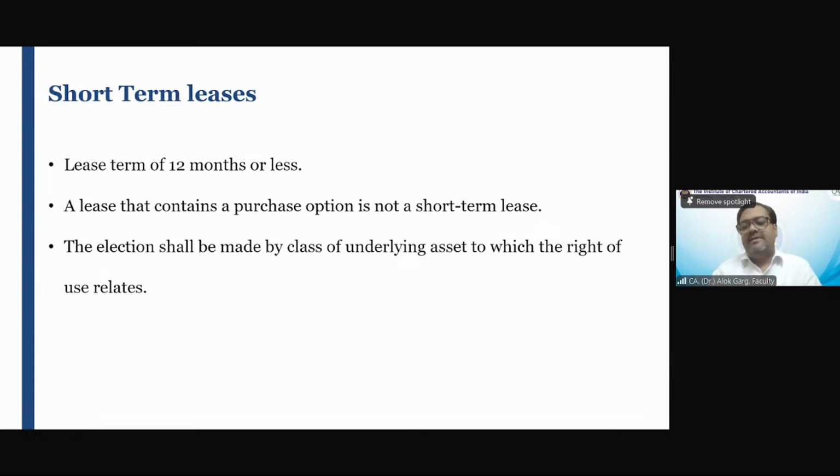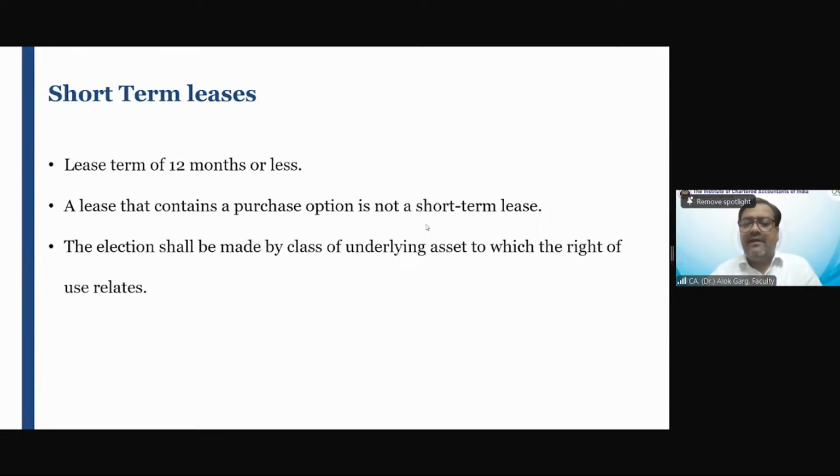What is a short-term lease? Let's say the lessee has taken 5 buildings on a lease basis. For 3 buildings, the lessee has done the lease contract for a year, for 12 months. For 2 buildings, the lease contract is for a longer period, let's say 5 years. So these are the 5 buildings and these are a single class of assets. Building is a single class of asset. You all understand building is a single class of asset?